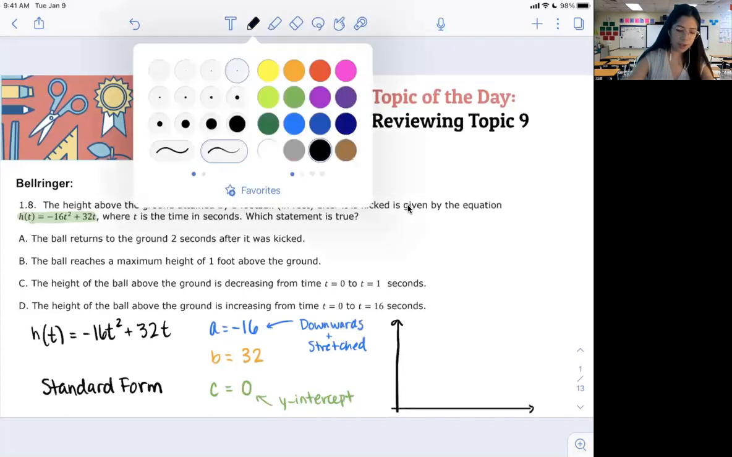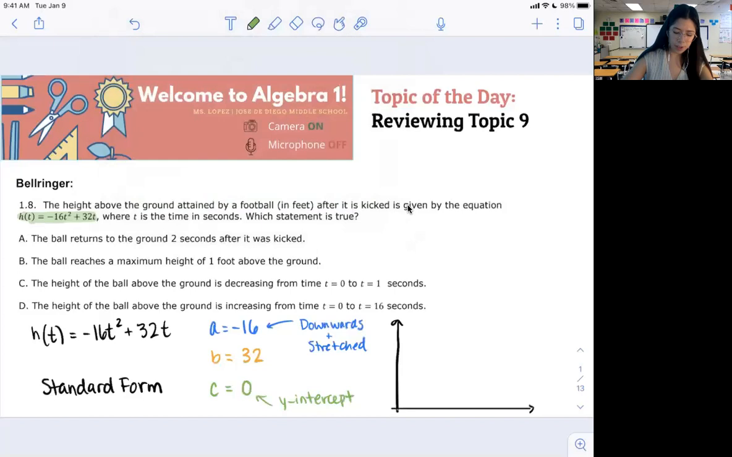I know that my y-intercept is 0. It's at the origin. And I know that my graph is downwards and stretched, so I know it's going to go something like this. Now, I don't know what any of these numbers are actually going to be, but I have an idea of what the graph is going to look like. Does anyone have any questions on my sketch of the graph?